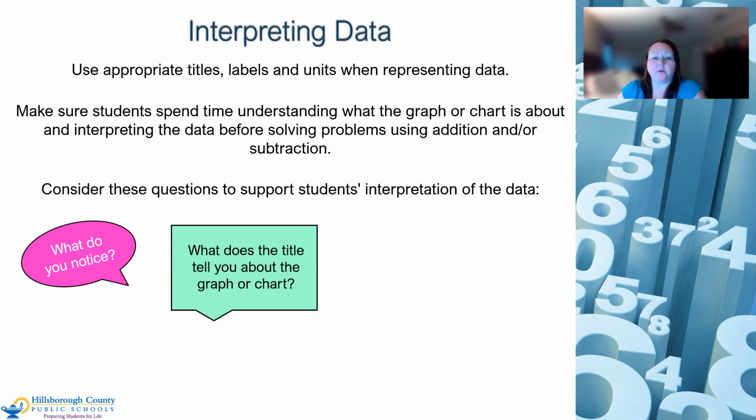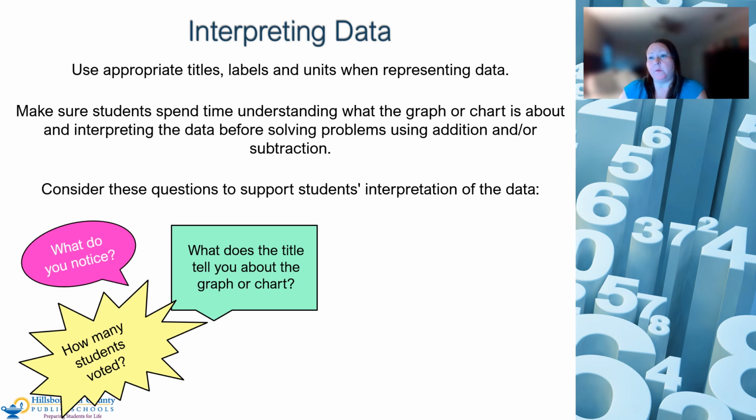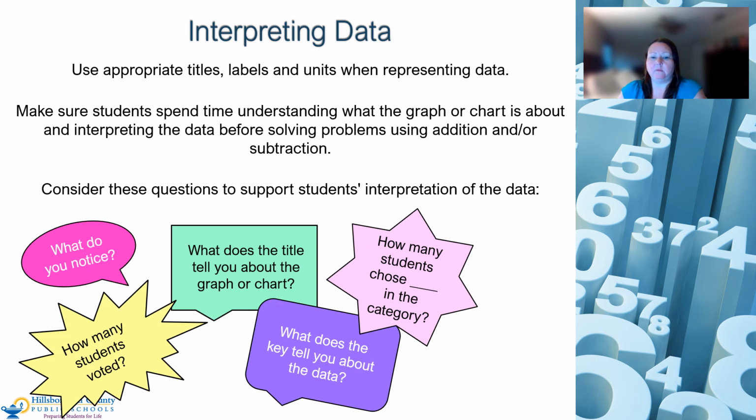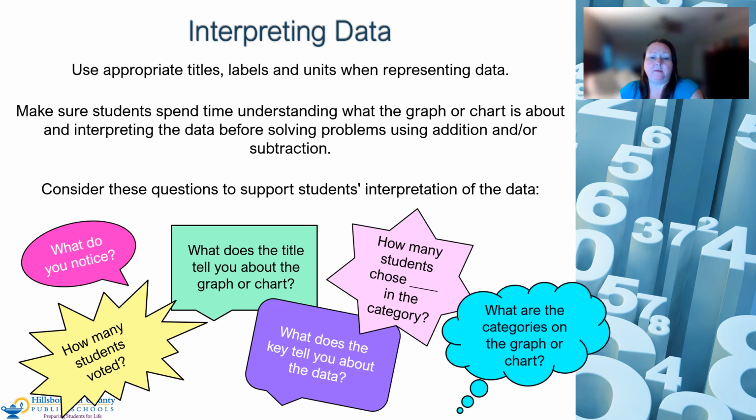What does the title tell you about the graph or chart? So what is this graph or chart about? How many students voted? What does the key tell you about the data? How many students chose this category? So really just asking questions about that data to make sure they understand what's represented. And then what are the categories on the graph or chart and how does that affect the data? So once again, the purpose of this is just really diving into that graph or chart, understanding it. What is it made up of? What is it about? And then after they have that full understanding, we can move on to the next part with the problem solving.